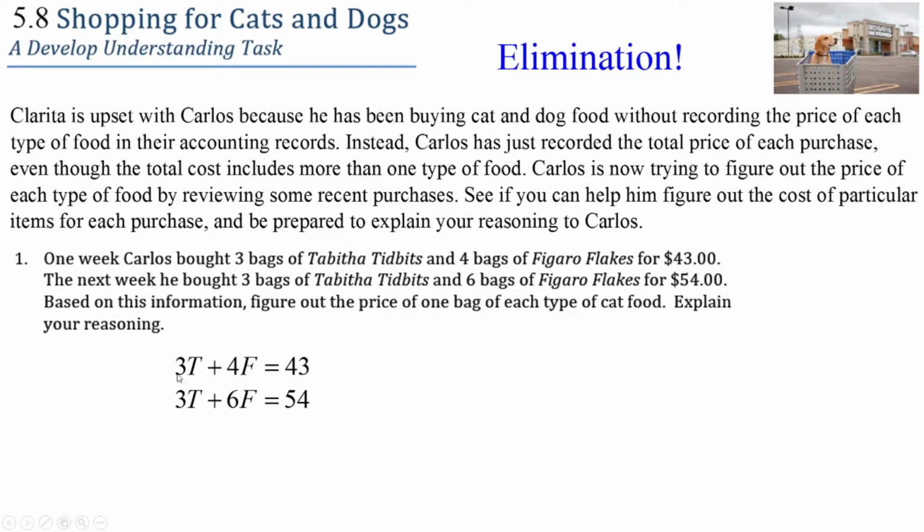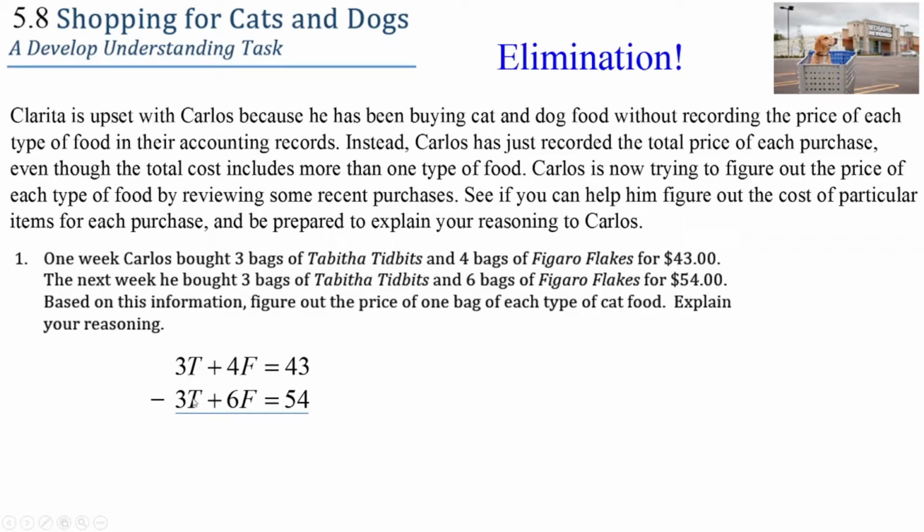Now look over here on the left. I have 3 t's here and I have 3 t's right here. So if we subtracted the lower equation from the upper equation, our t's would cancel out. And then we could solve for the f. Let's give this a try. So I put my minus out front and then a line right here and make sure we're subtracting each term from the term above.